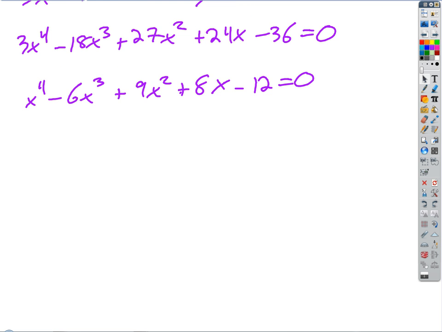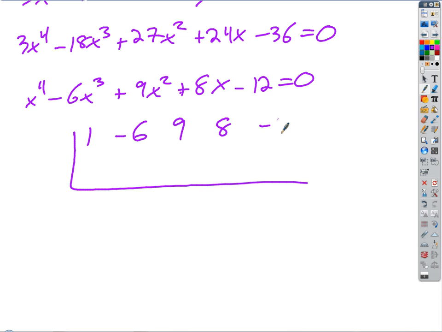All right, so if we use the rational root theorem, what are all the factors of 12? 1, 2, 3, 4, 6, and 12, that's a ton of them, right? We'll run those through synthetically. So if we synthetically divide each of those into this, remember this? We're gonna get 1, negative 6, 9, 8, negative 12. And let's start easy. Those are pretty good numbers, so I think we'll get some out of this.